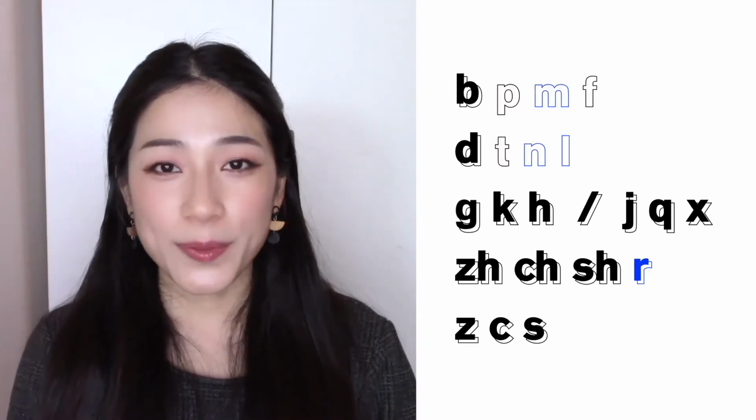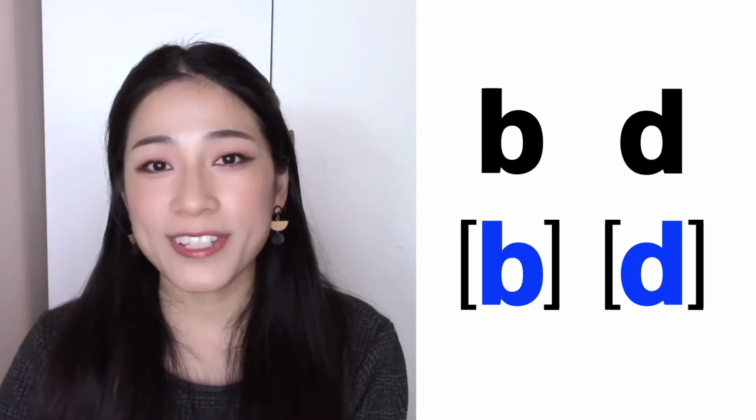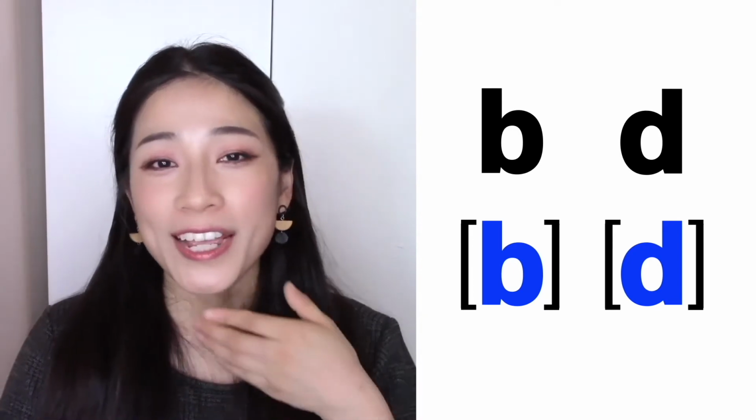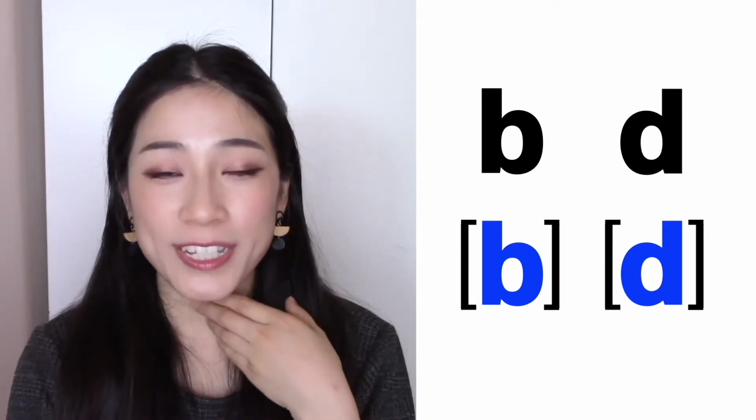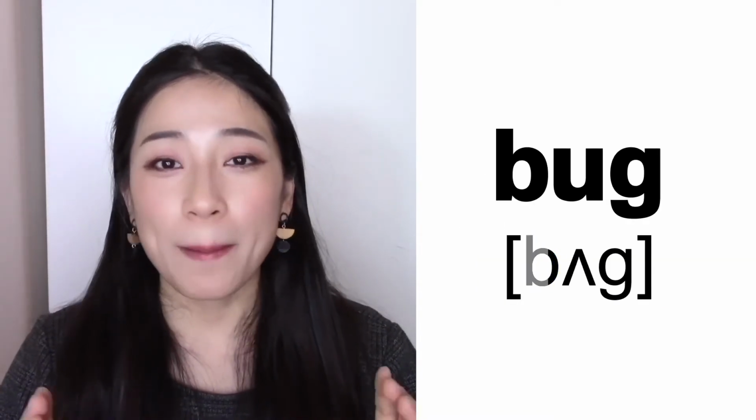Now let's look at b and d. They're in the lowest difficulty level, and the only difference between them and their English counterparts is the vocal cords. Put your hands on your voice box and make sure it's not vibrating. Have you ever heard a Chinese person saying bug as pug? Because he didn't voice the b.